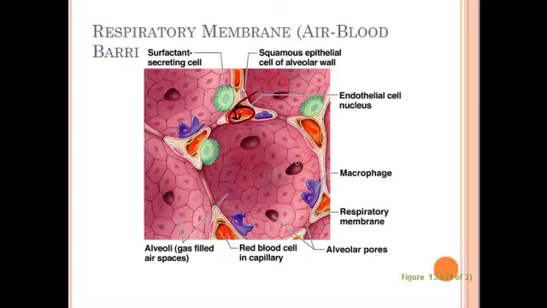There are also these pores, and these alveolar pores are connections between the different alveoli. So if for whatever reason one of the passageways to a certain alveolar sac is clogged, then these passageways between the alveoli allow the oxygen still to move between the different areas so that they can all be filled up.